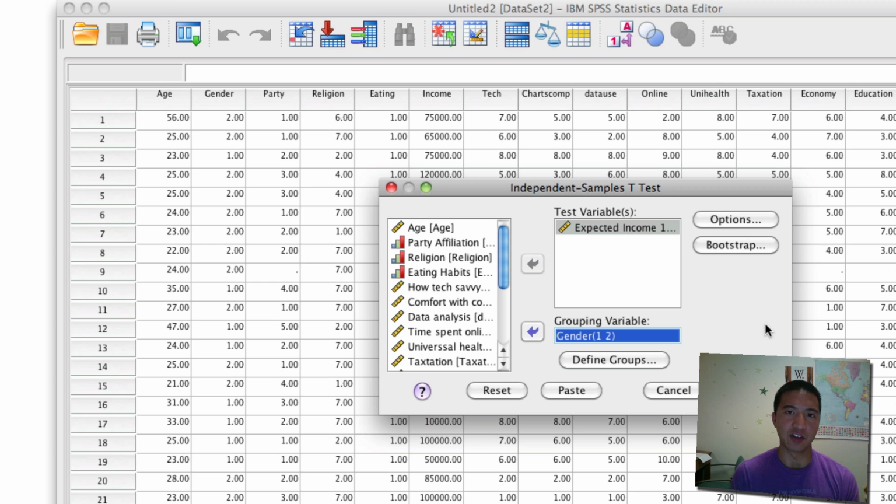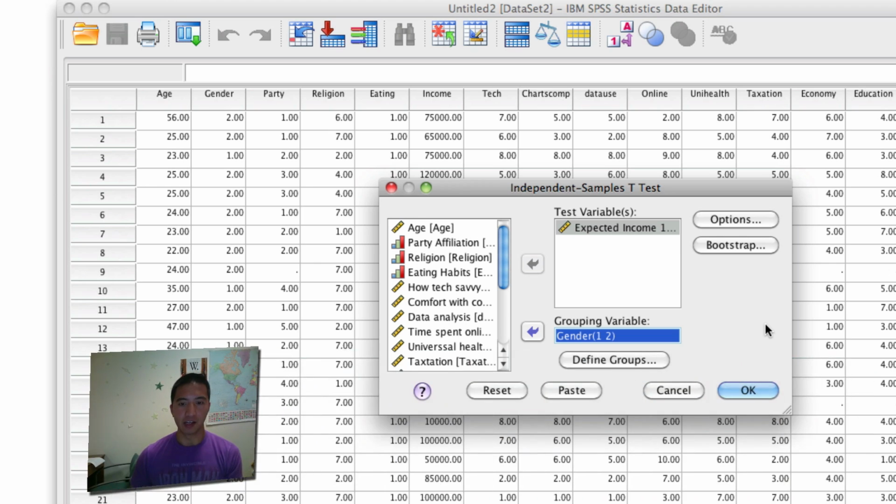The reason why you have this option is if you were to choose some nominal variables, where you have, say, strong Democrat, weak Democrat, strong Republican, weak Republican, those are 4. So if you wanted to compare strong Democrats and strong Republicans, you would choose 1 and 3 if they were labeled as such in the variable view. Click OK.